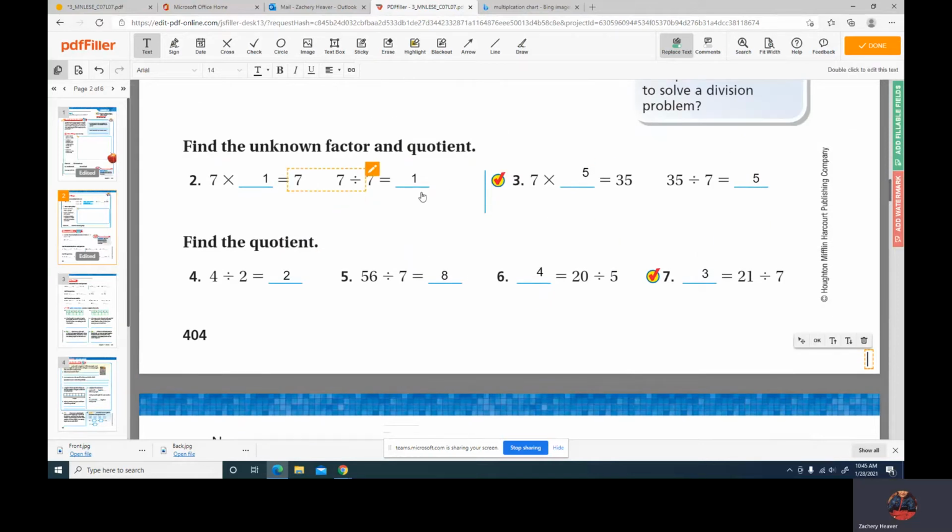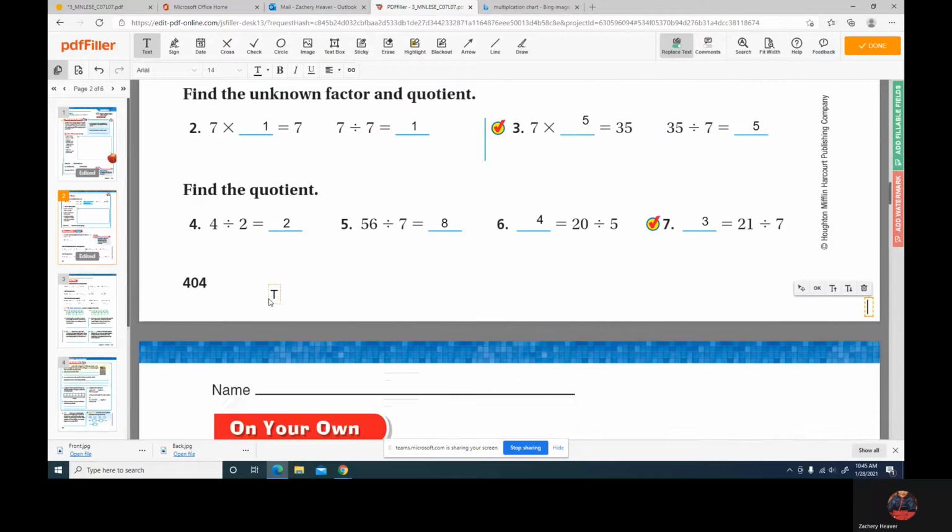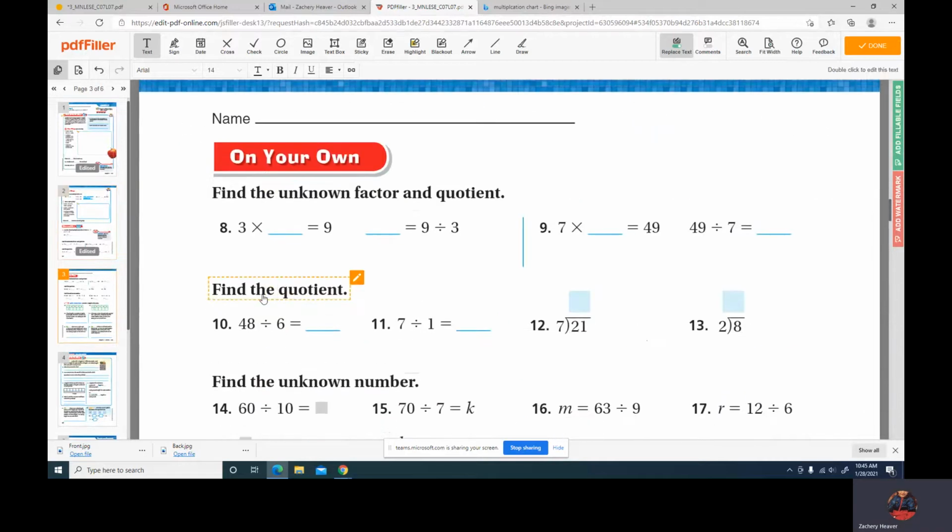So what I'm typing is what you guys have to write. I know it's a little bit different. This one says on your own. Well, we're doing the same thing, related facts. 3 times what equals 9? We know that's 3. We know 9 divided by 3, it's a fact family, will be 3. Let me see if I can put it up here.